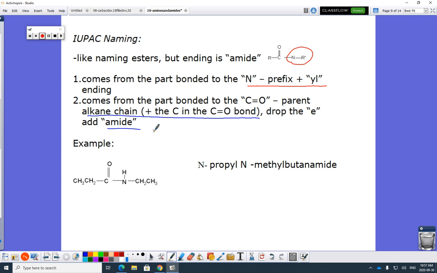Same thing with esters. The N could be on the left or on the right-hand side of the C double bond O. That's not what matters. It matters what's connected to the N and what's connected to the C double bond O, okay? So if you want to do the same thing like we did before, this part you write first, the C double bond O part you write second.